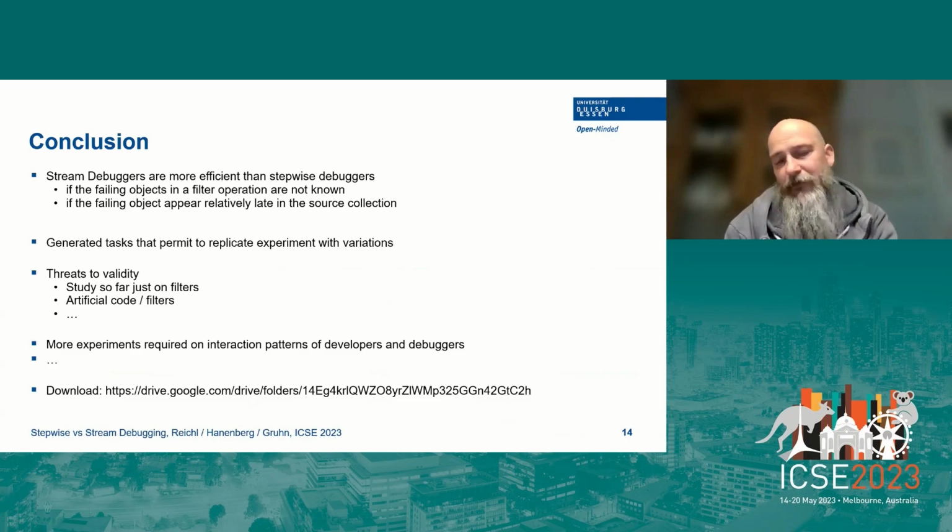And well, what we also conclude is we speak a lot about debugging and how people should debug and what tools they're using, but in fact, we don't have that much empirical knowledge about interaction patterns between developers and the debuggers, and I think many more experiments are necessary for that. And in case you're interested in the experiment itself, you can download everything from this link. So you can download the experimental material as well as the data.